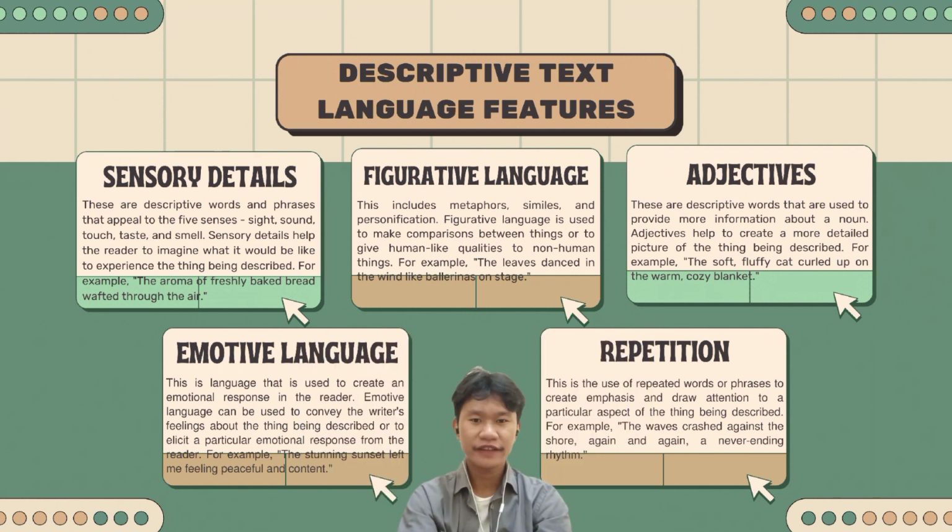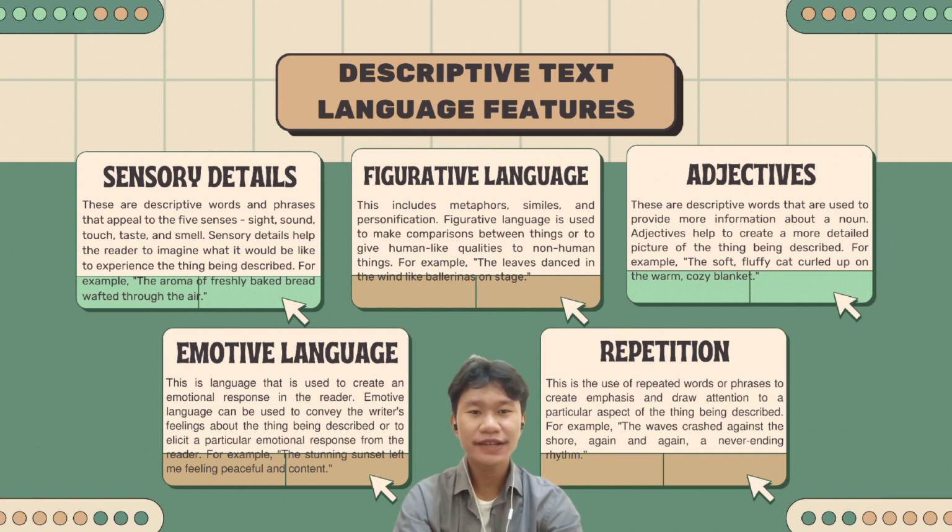And the last figurative language in descriptive text is repetition. This is the use of repeated words or phrases to create emphasis and draw attention to a particular aspect of the thing being described. For example, the waves crashed against the shore again and again, a never-ending rhythm.